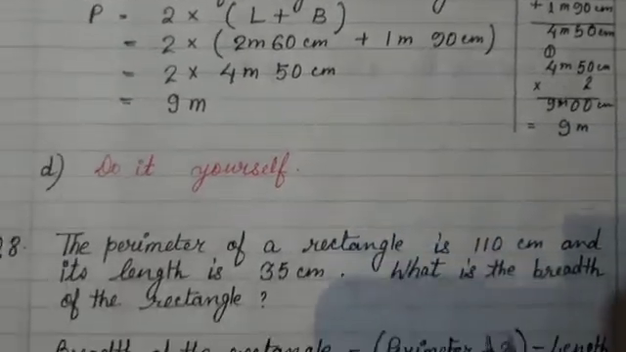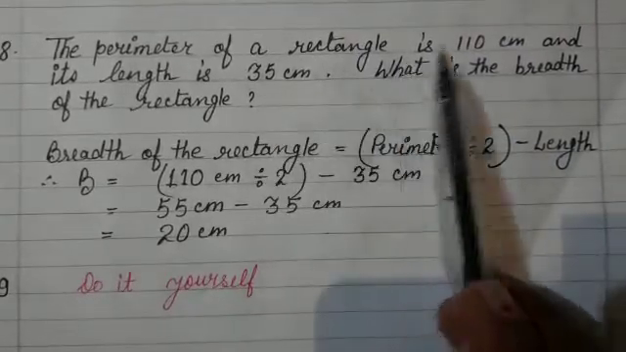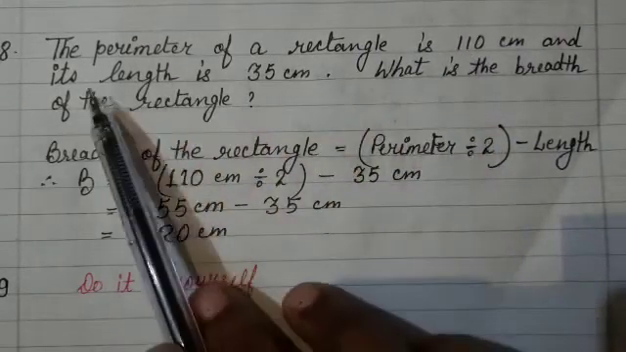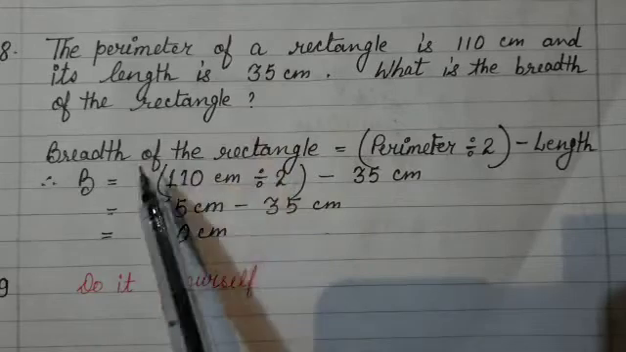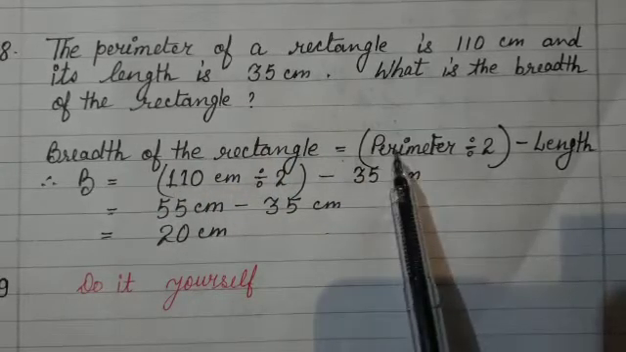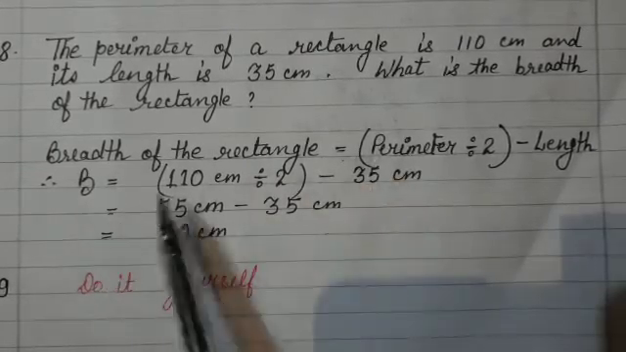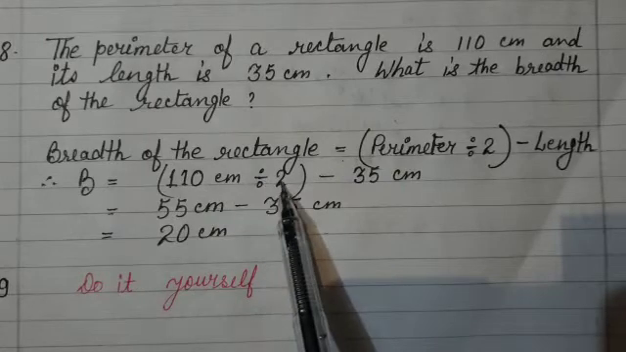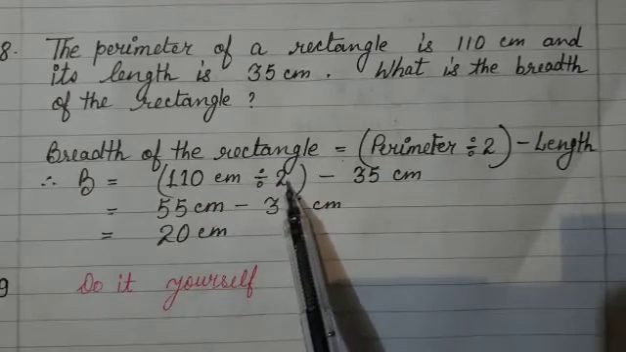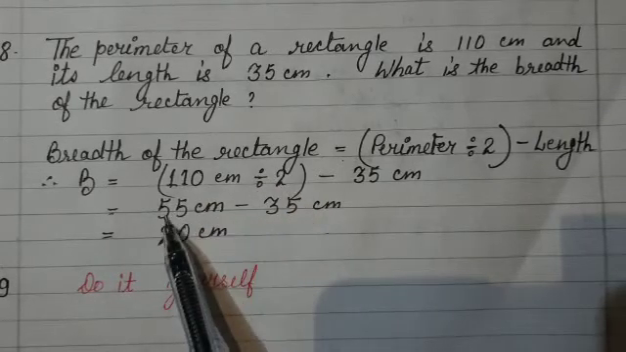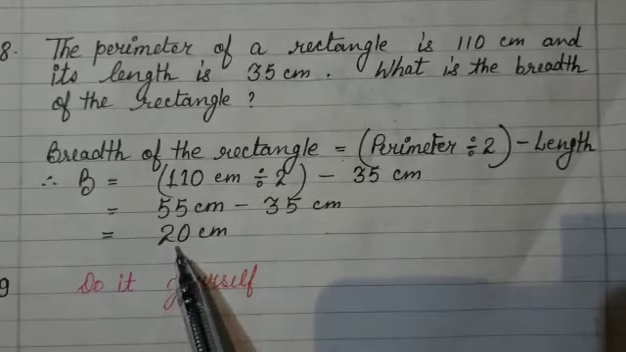Now look at question number 8. In question number 8, it is given that the perimeter of a rectangle is 110 centimeter and its length is 35 centimeter. What is the breadth of the rectangle? The breadth of the rectangle is equal to perimeter divided by 2 minus length. Therefore, breadth is equal to the perimeter, 110 centimeter, divided by 2, minus the length, 35 centimeter. 110 centimeter divided by 2 is equal to 55 centimeter. 55 centimeter minus 35 centimeter, finally, the breadth we are getting is 20 centimeter.